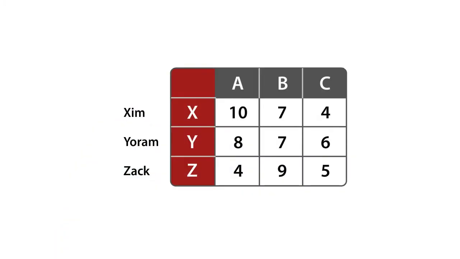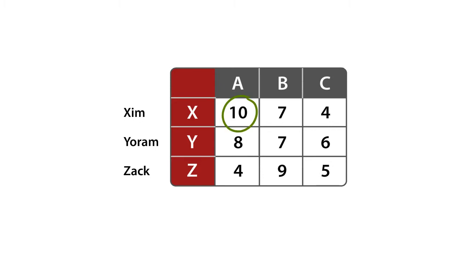So the example has three people, Shin, Yoram, and Zach, and they have three items for sale, item A, B, or C, and the table here expresses values for each of these three items. So, for example, Shin's value for item A is 10, and her value for B is 7, her value for C is only 4. The first thing we're going to think about is marking everyone's favorite item. So Shin's favorite item is A, with value 10.